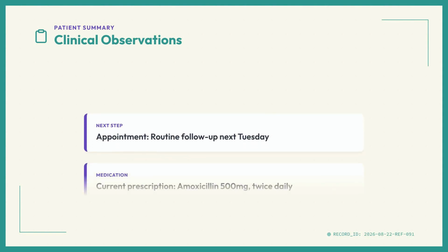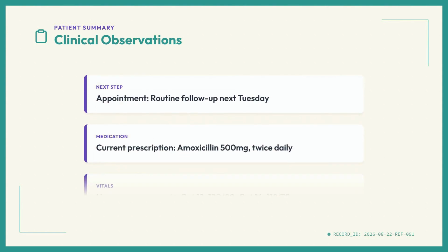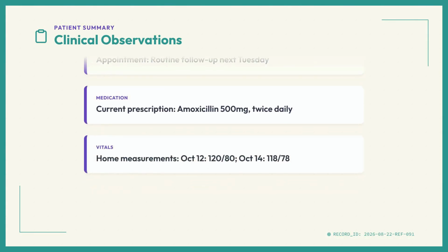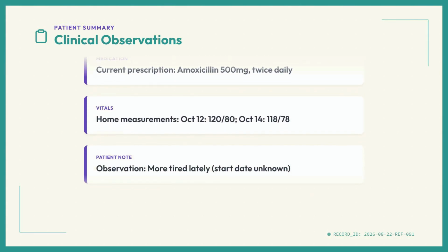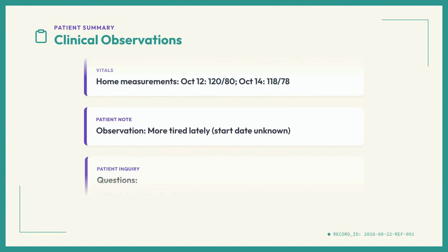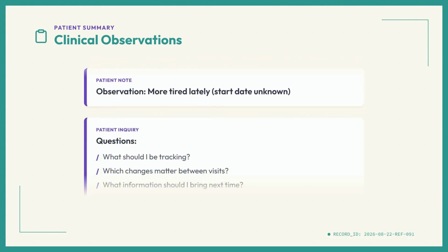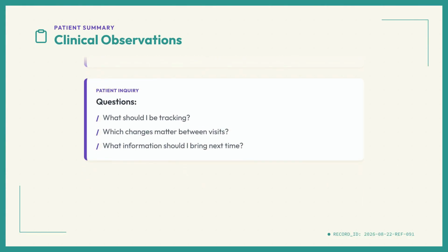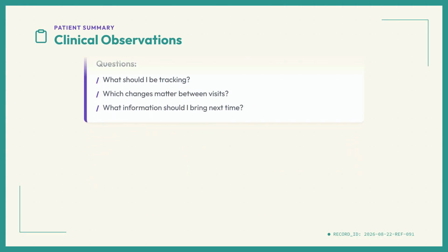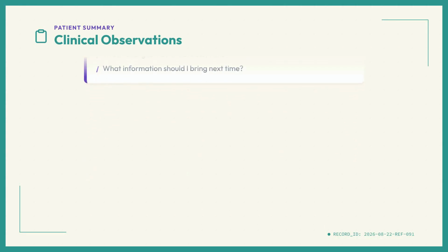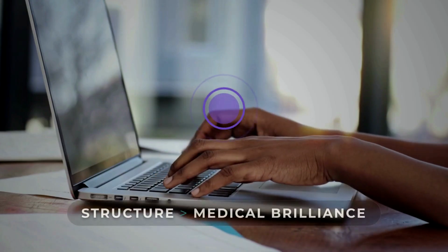I would paste a small set of fictional facts like this. Appointment, routine follow-up next Tuesday. Current prescription, copy the fictional name, dose, and label instructions exactly. Home measurements, list only the fictional dates and values used for the demo. Observation, more tired lately. Start date unknown. Questions already on Maya's mind. What should she track? Which changes matter between visits? And what information should she bring next time? Then I run the prompt.